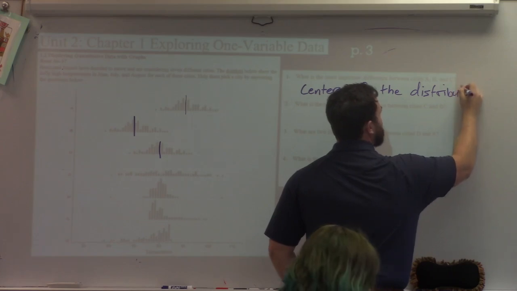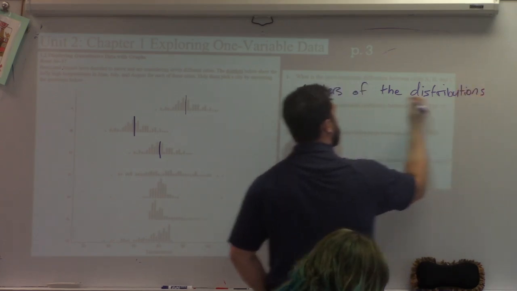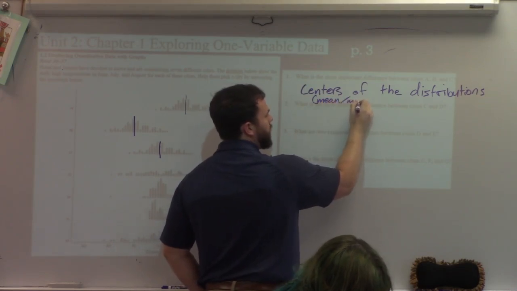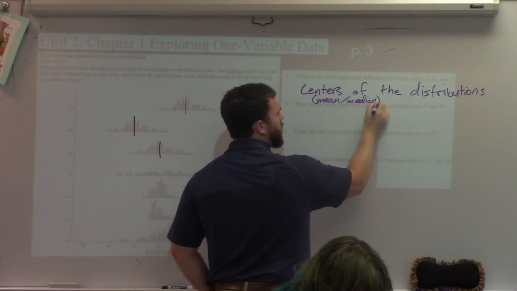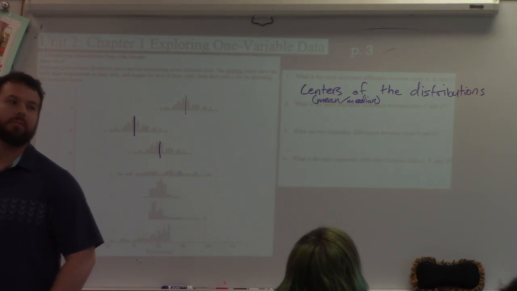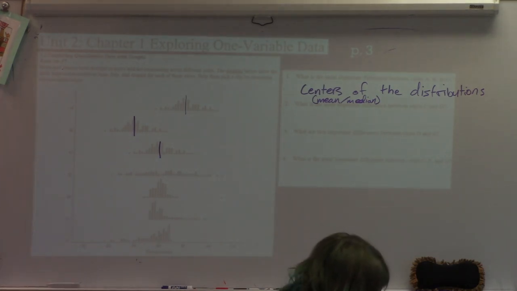Now, when we say center, and we're going to go into this more later, when we say center, we mean either mean or median. Does anyone know the other measure of center that we don't actually use in statistics very often? The mode is the other measure of center, right? It's just the most frequent. We don't use it very often. Okay? So the centers of those distributions are different.